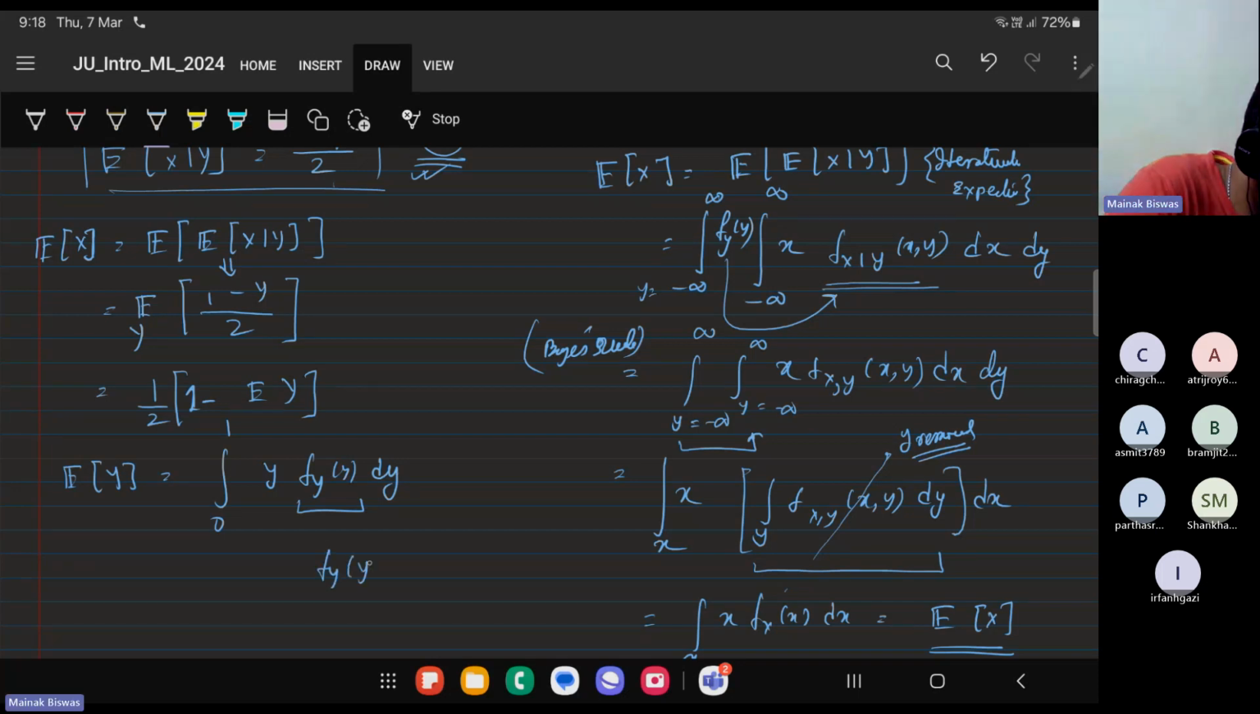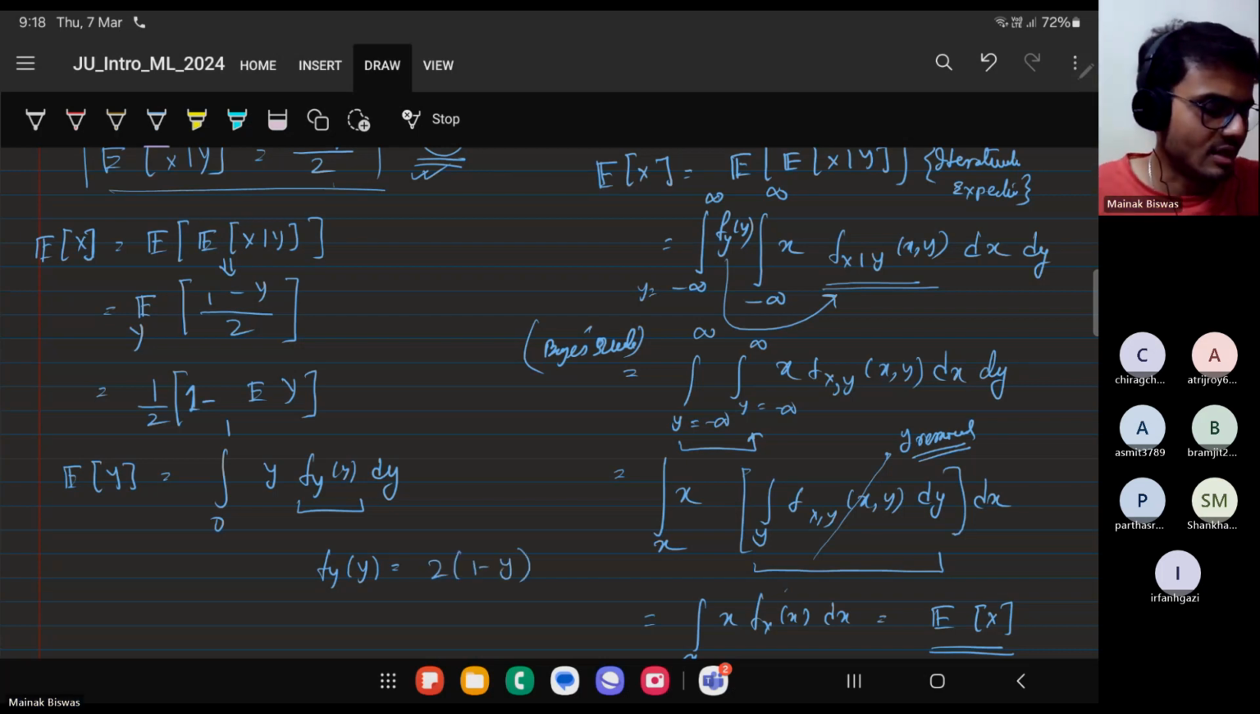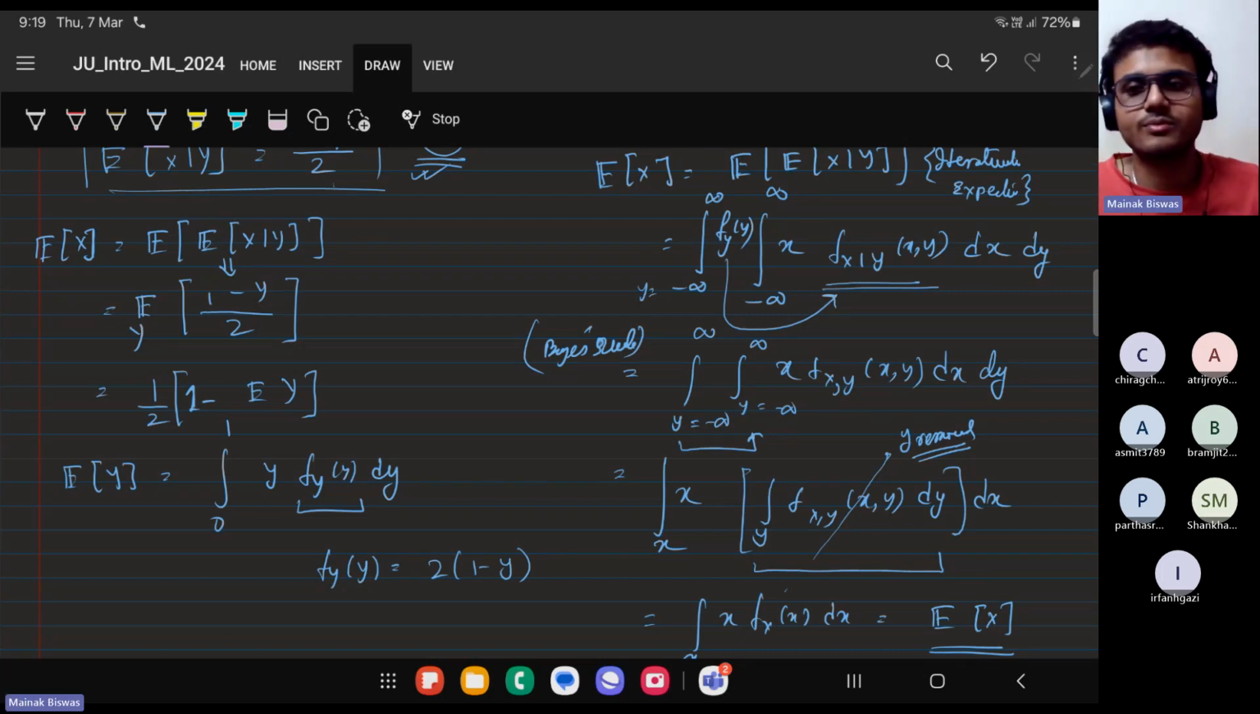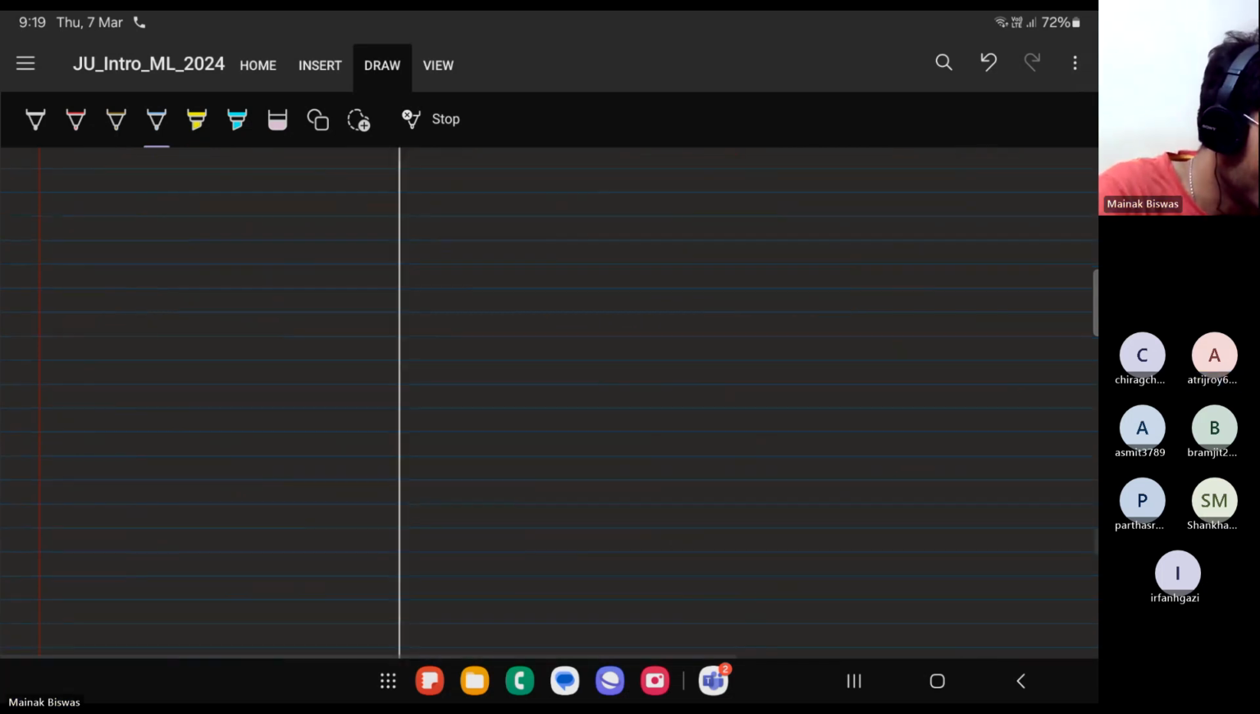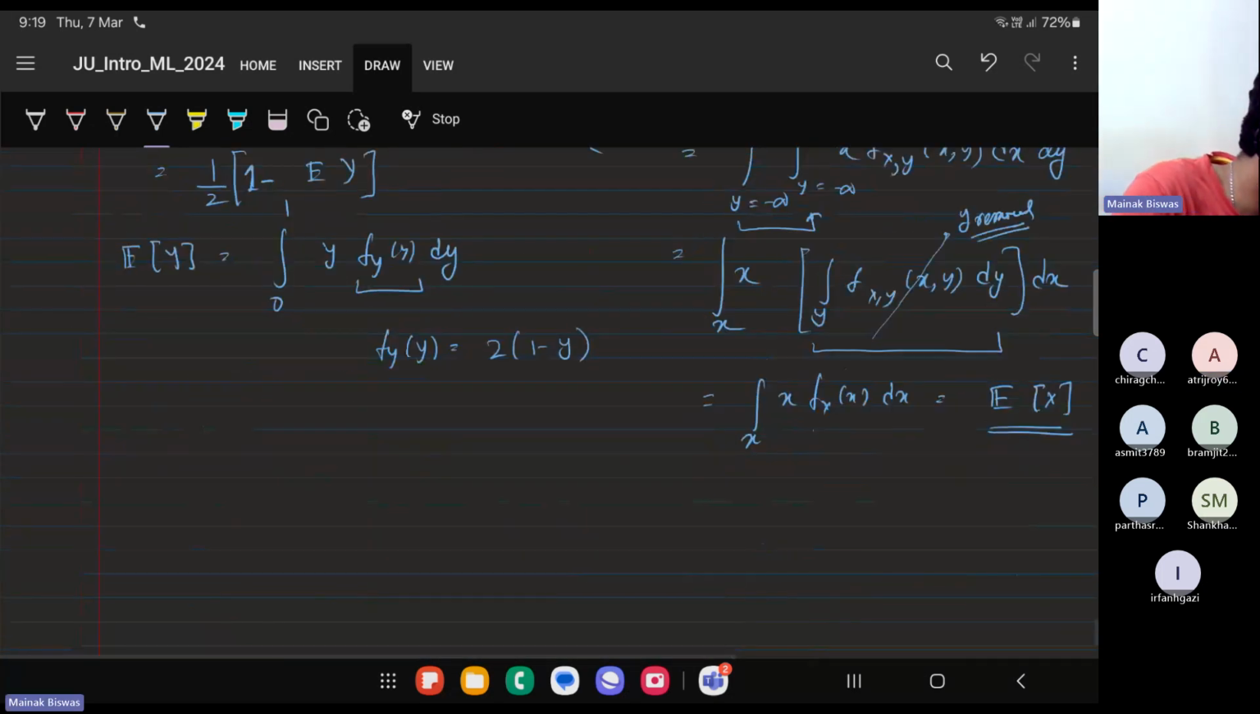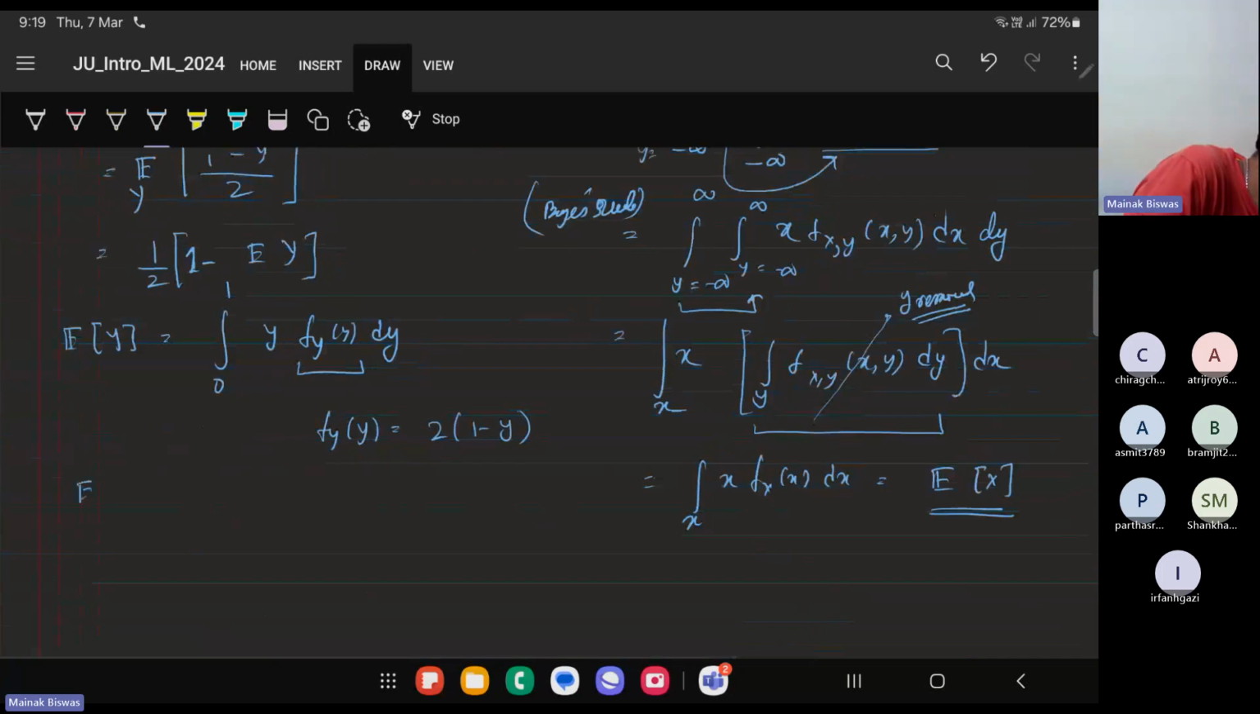We found the marginal was 2 times 1 minus y, right? As far as I recall. Yes, it was 2 into 1 minus y. Yes or no? If you have noted it down, yes. So then, what is expected value of y?